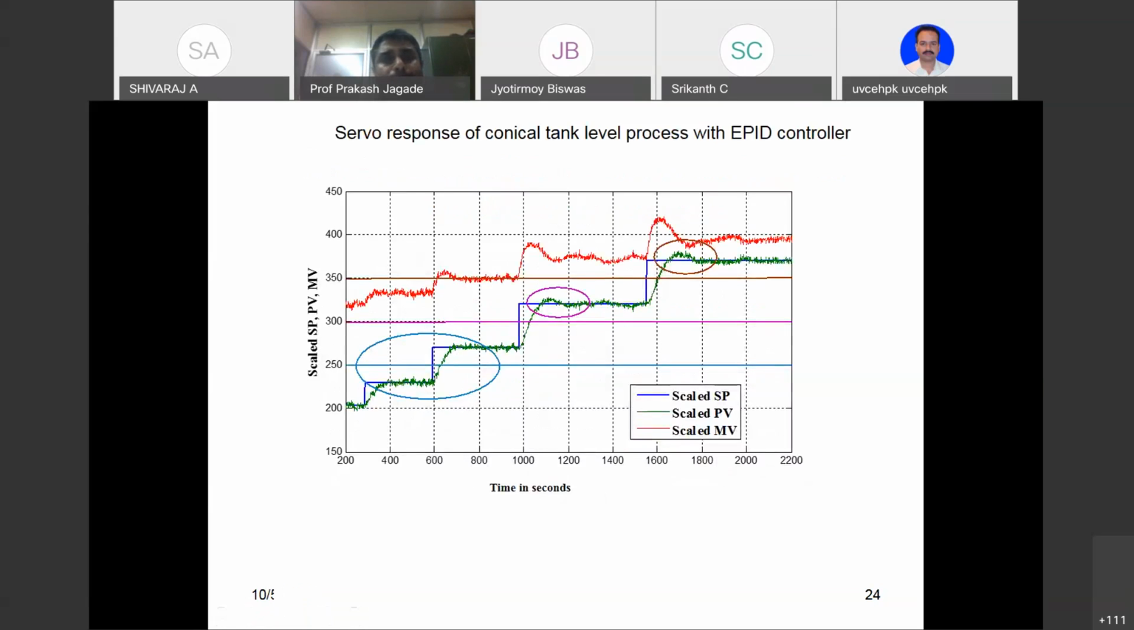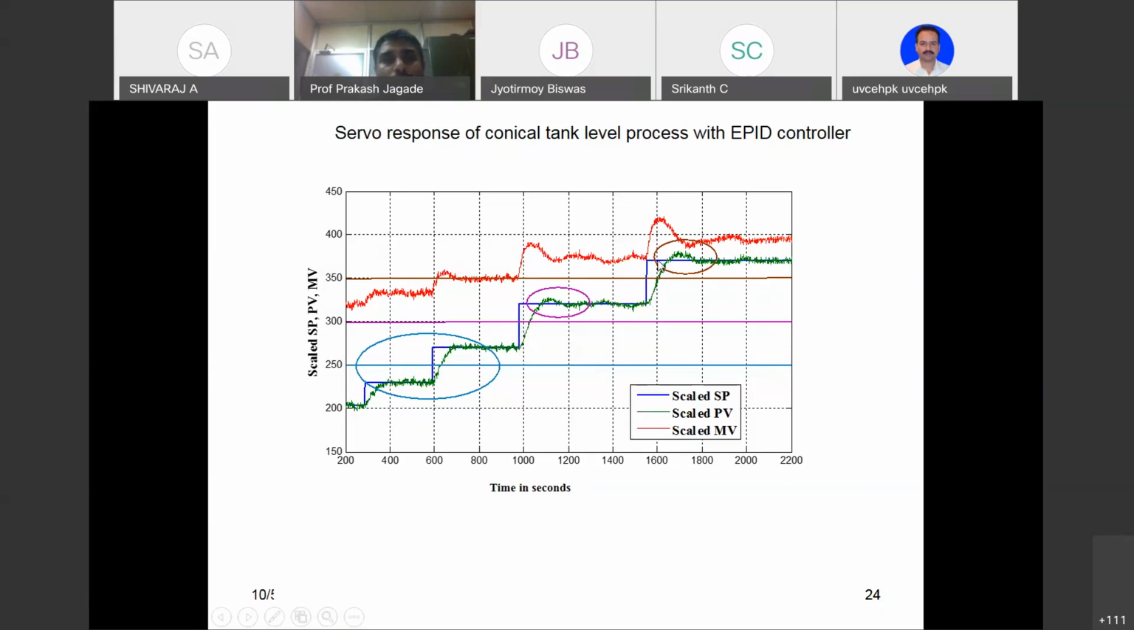Then what we did is, with the same controller settings, this is our nominal operating point. Then we introduced a large change in the set point, and we also moved away from the operating point. The nominal operating point is 240. We moved from 240 to 310 or 320, and then from 320 we moved to 370.